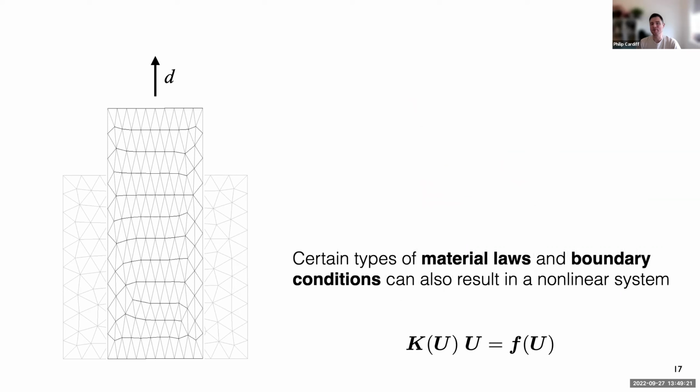So that's called geometric nonlinearity, or a large strain versus small strain approach. But you can also get nonlinearity, and by nonlinearity, I mean K is a function of displacement, in two other ways. One, with certain types of material laws, and two, with certain types of boundary conditions.